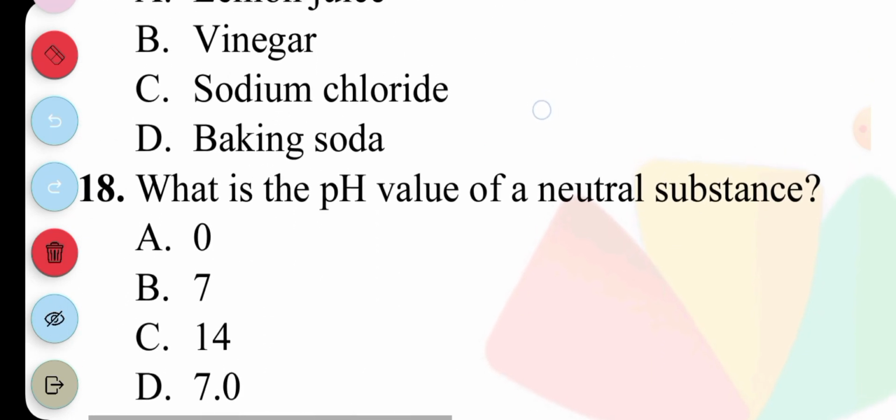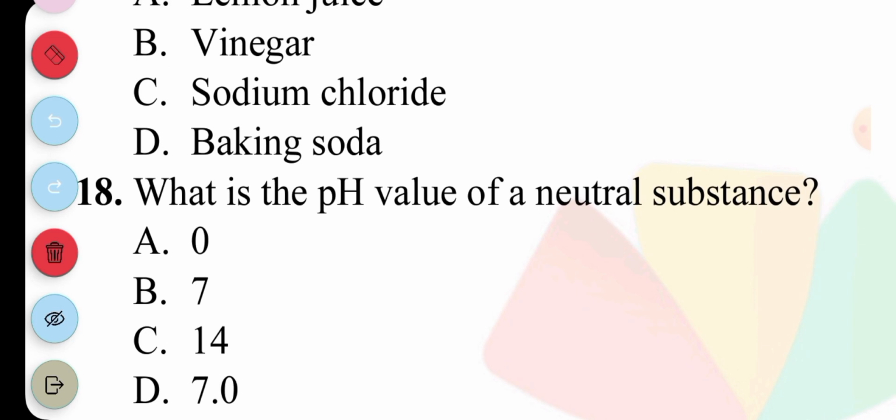18. What's the pH value of a neutral substance? A, 0. B, 7. C, 14. D, 7.0. So we know a neutral substance is 7, but 7.0 is more accurate. So let's pick 7.0 for D.